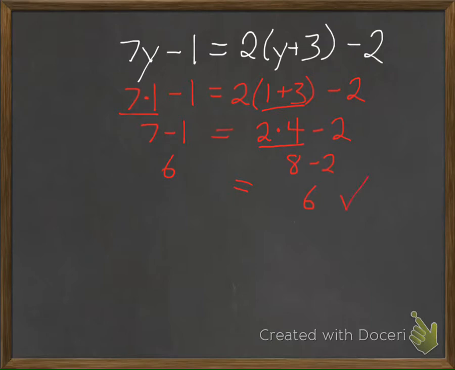So that check tells me that the solution, y equals 1, is correct, because if I replace y with 1, I get an equation that is true. Both sides are equal to each other.